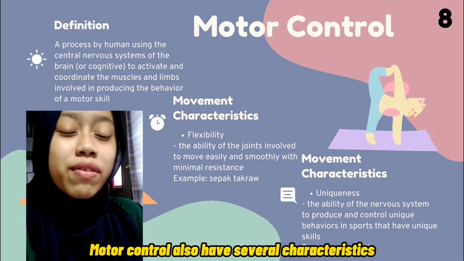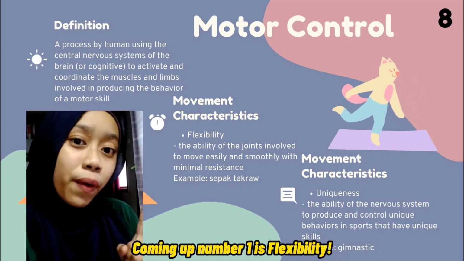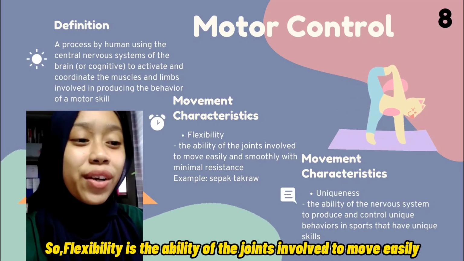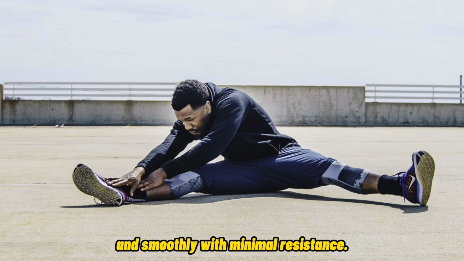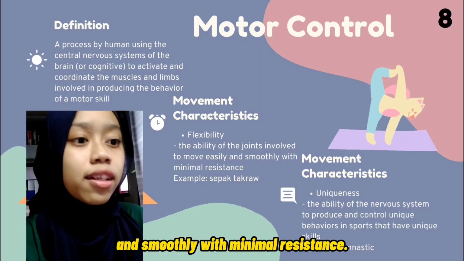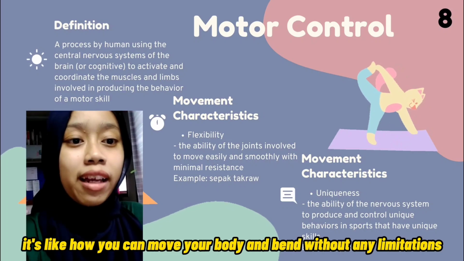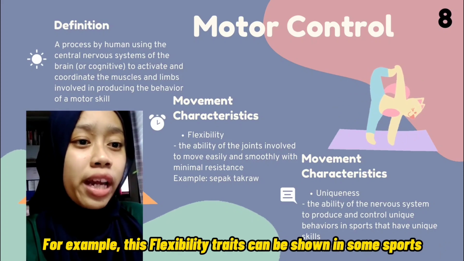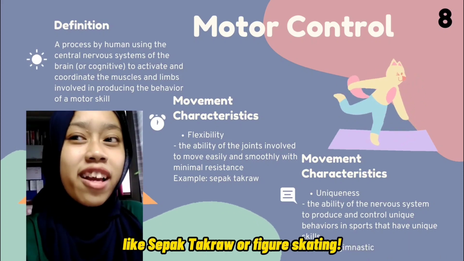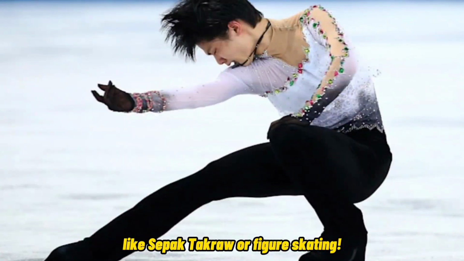Motor control also has several characteristics. Coming up, number one is flexibility. Flexibility is the ability of the joints involved to move easily and smoothly with minimal resistance. It is like how you can move your body and bend without any limitations. For example, the flexibility trait can be shown in some sports like sepak takraw or figure skating.